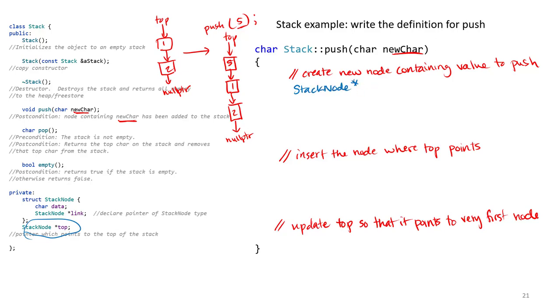And I'm just going to go ahead and call my pointer new node. And I'm going to make that pointer new node point to a new stack node struct. So what this will do is create a pointer named new node that points to a stack node struct.